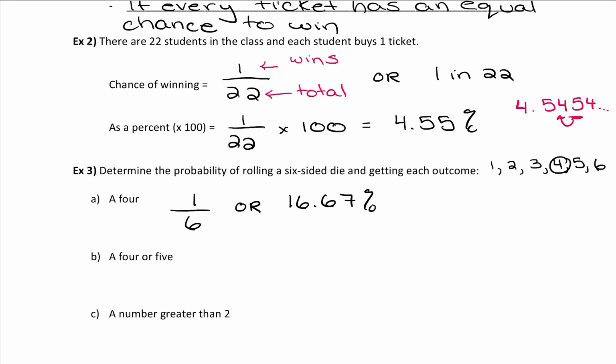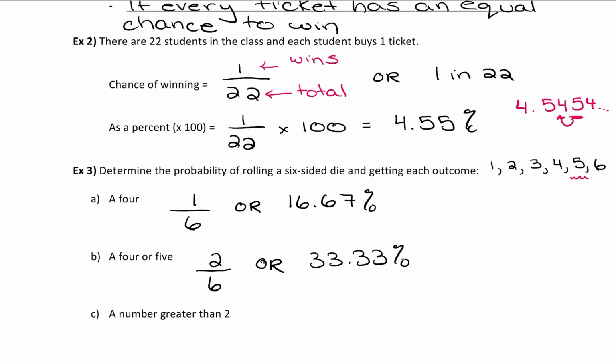B, a 4 or a 5. So out of those 6 outcomes that we listed below, let's erase the circle on the 4. Now I need a 4 or a 5. So which numbers are going to fit with that? Well, there's 2 numbers out of the 6 numbers that fit. So 2 out of 6, or you can change it to a percent. 2 divided by 6 times 100 is 33.33%.